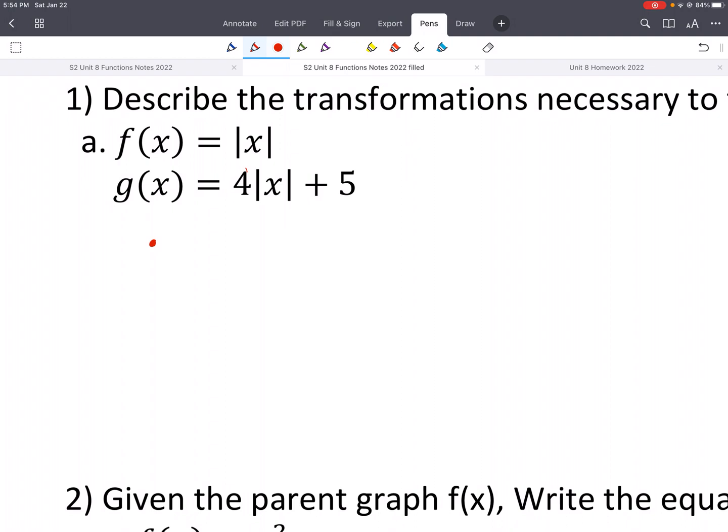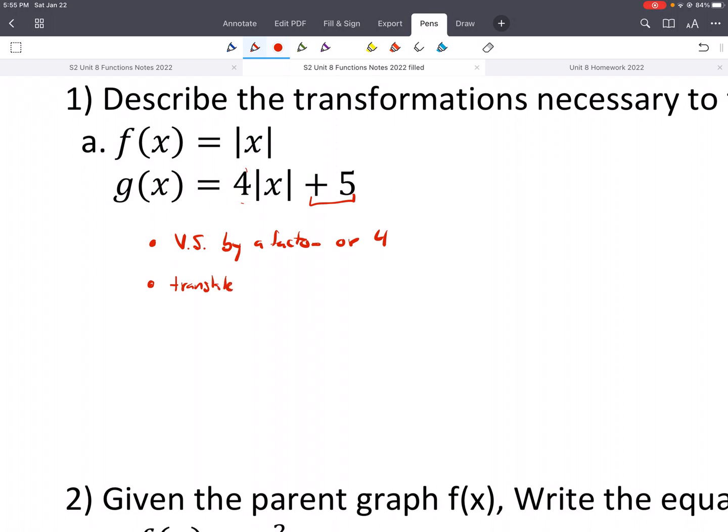Okay, again, that tells us that it's vertically compressed, or sorry, vertically stretched, because it's more than one. So vertically stretched, I'm just going to abbreviate that to VS, vertically stretched by a factor of 4. Next thing we run into, this is all the same, and then this is new. So what does that do to the graph? Well, that translates it up 5.